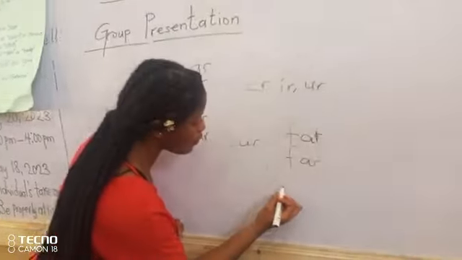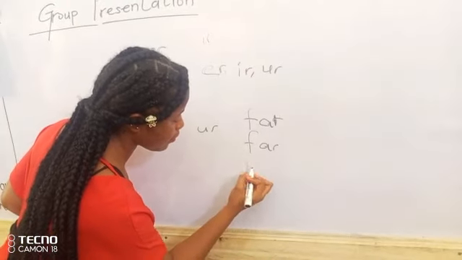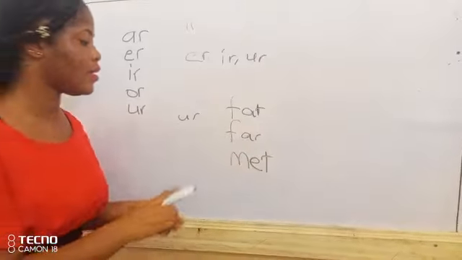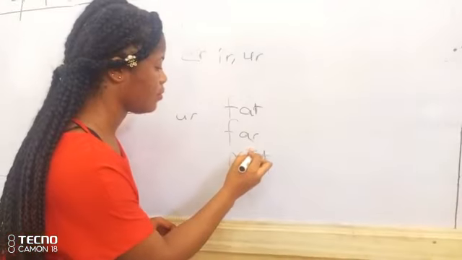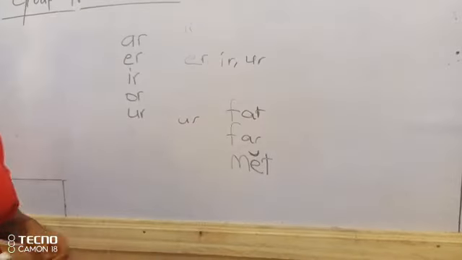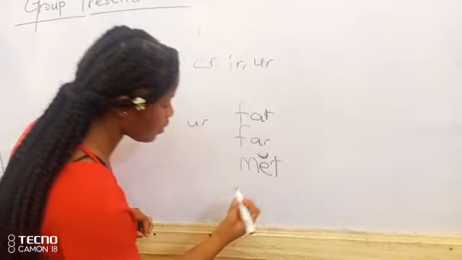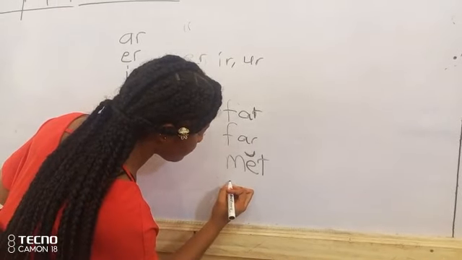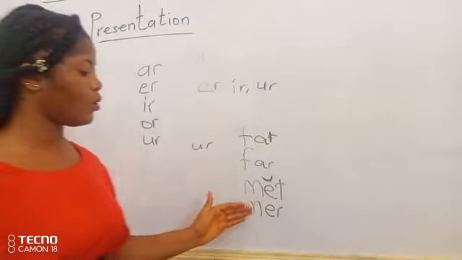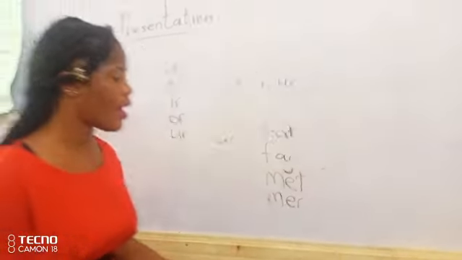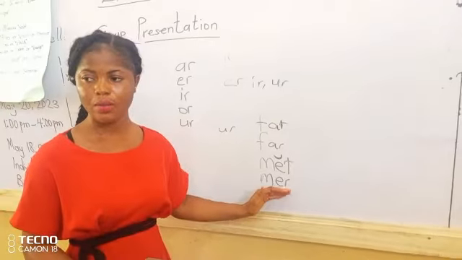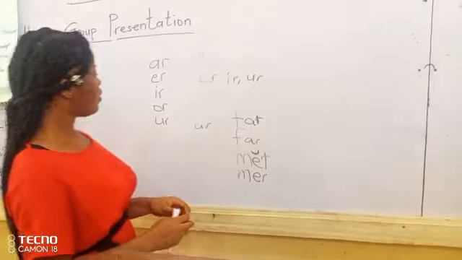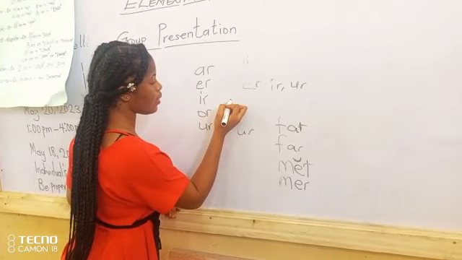And then we have ER. Let's say met. The E is giving a short sound. It's saying e, met. But when you add an R there, the sound of the word changes. We hear the er sound. It's mer. So now this R is controlling this E, which is the vowel. And we have AR. Now let's say in the word chip.